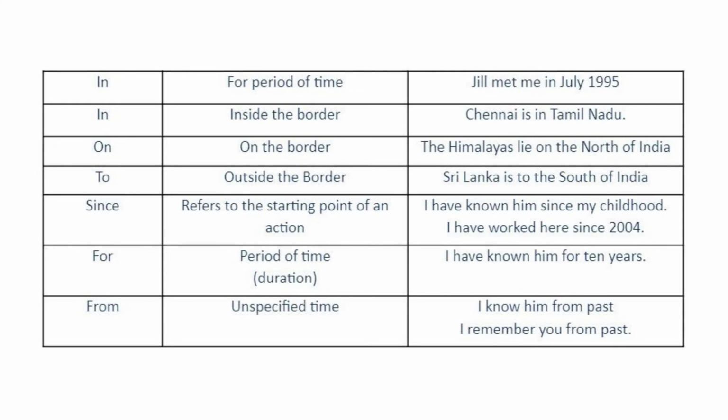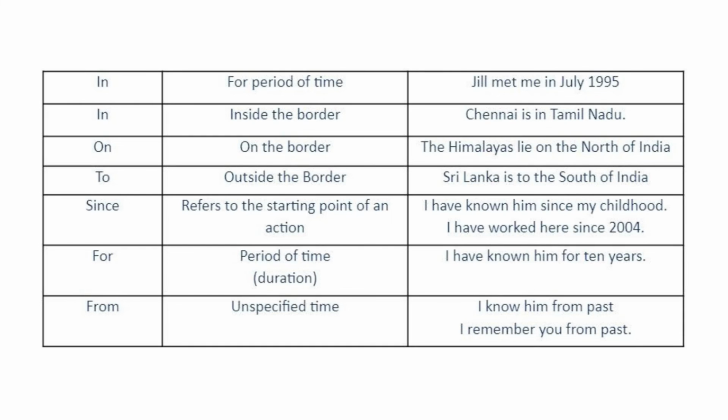Moving further, on. On is used when something or some place is situated on the border. Taking an example, the Himalayas lie on the north of India. Here, north of India is a border and the Himalayas lie on it. So, the preposition on is used there.